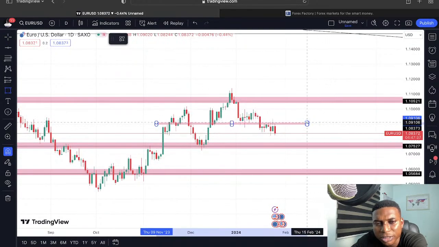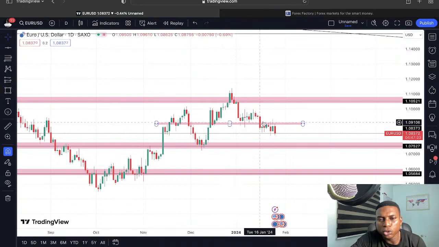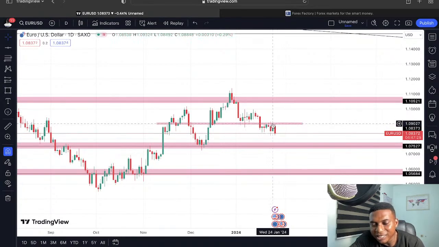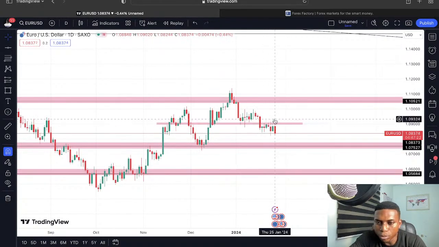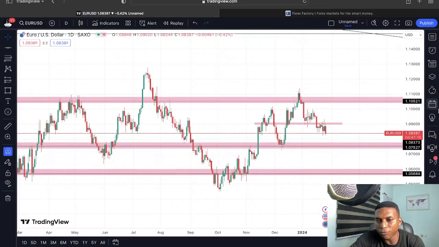Okay, this level here. Now you saw how price has been rejected severally at this level, which means there were a lot of sell orders at this level that pushed price down. Okay, now what are we expecting of price to do at this level?